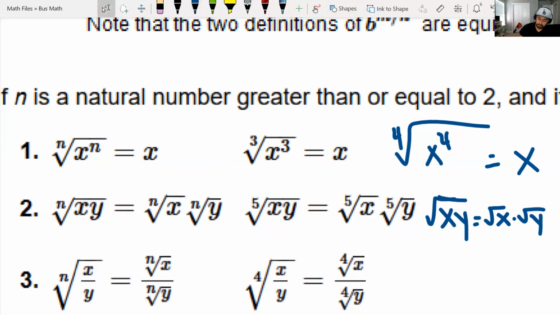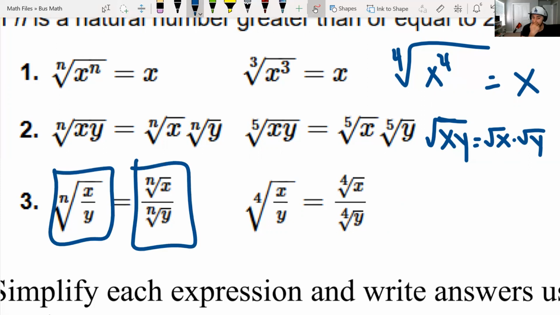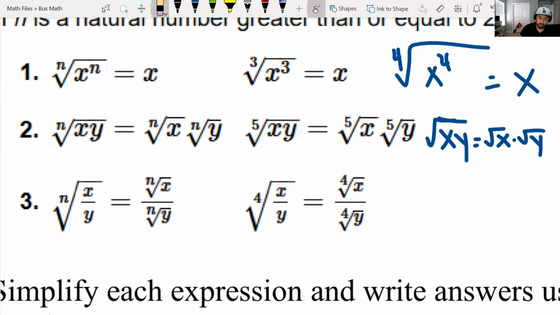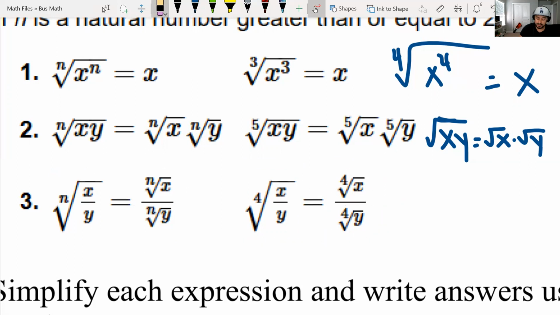And three says the nth root of x over y. You can split up radicals by division, by a quotient. So the nth root of x over y is the same as the nth root of x over the nth root of y. Okay. So their example, the fourth root of x over y is the same as the fourth root of x over the fourth root of y. They are just separating them. That's it. They're showing you how these radical properties work.